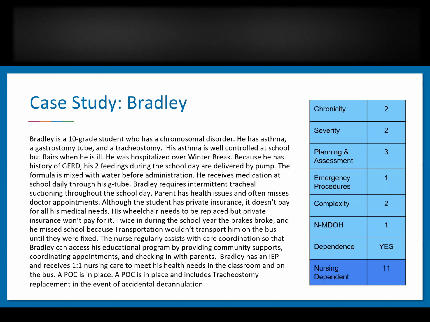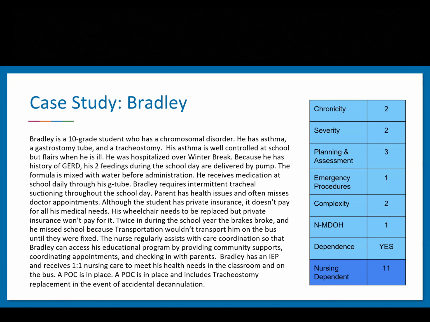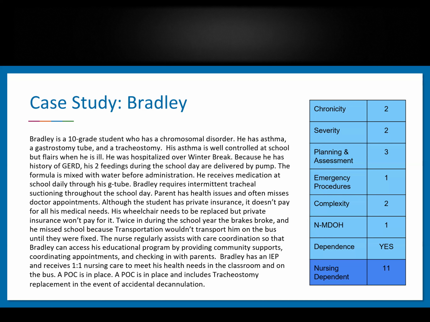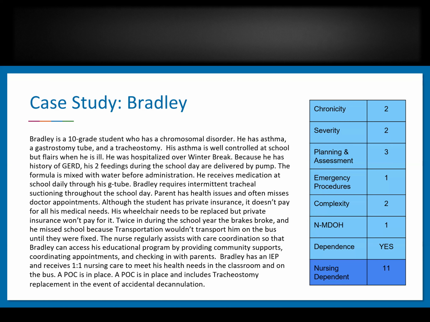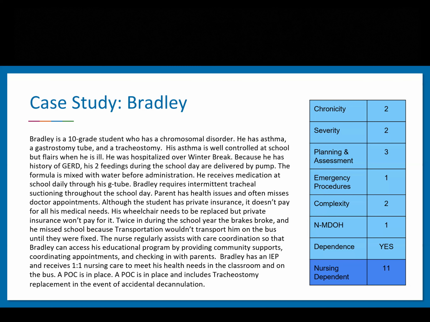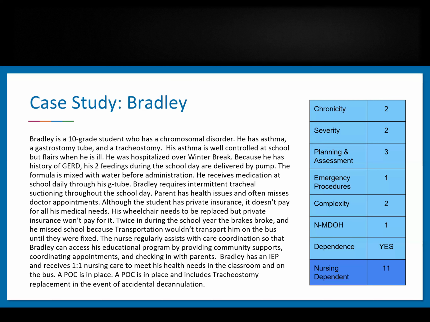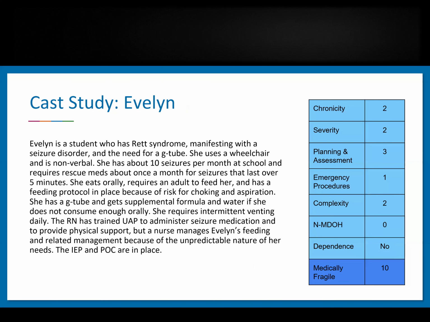Emergency procedure score is a 1. Recannulation plan is in place. The complexity score is a 2. The student has multiple procedures, G-tube feed, and tracheal suctioning. The non-medical driver of health score is a 1. The nurse assists with coordinating appointments and wheelchair maintenance. The student is dependent. So with a score of 11 and a yes on the final question on dependence, the student is assessed to be nursing dependent.